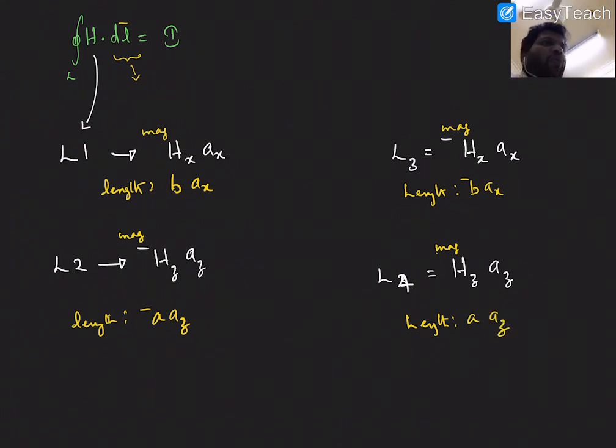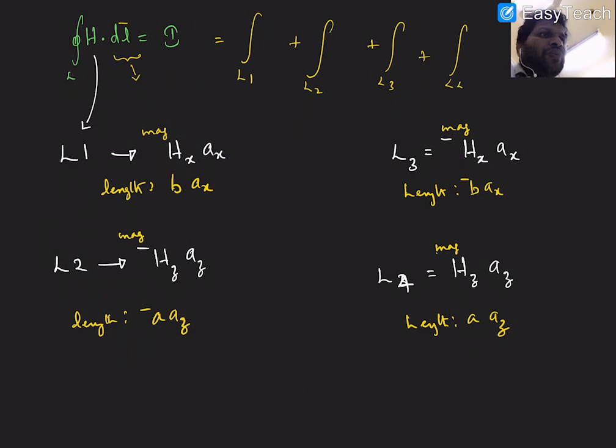So what is the closed loop integral? We will first integrate over L1, then over L2, then over L3, then over L4, right? We need to find H dot dl, and these are all straight paths, so it is direct multiplication, and you know the total length is b, so the things are much easier. So we can say what H dot dl will be here.